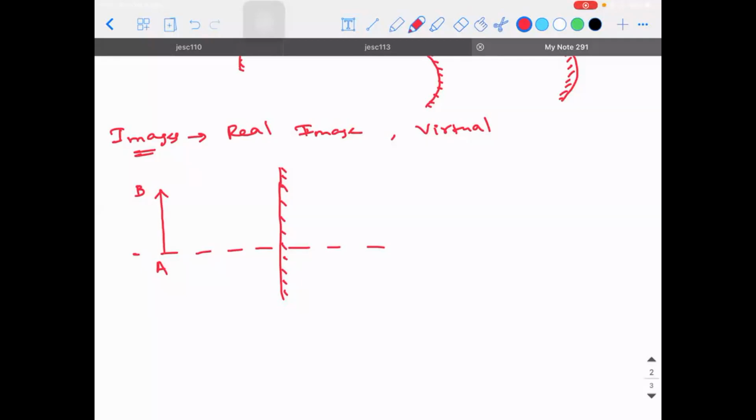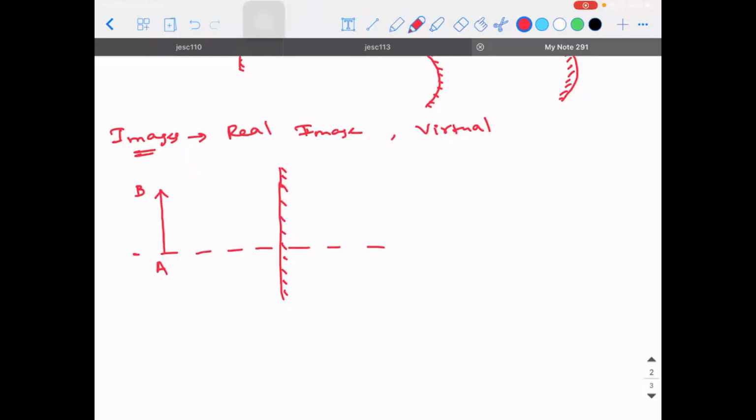And the answer lies in the laws of reflection. So how are we going to apply the laws of reflection? That's what we need to think of. There are only two simple rules. Even the second rule is not important. What does the rule tell us? Angle of incidence is equal to angle of reflection.